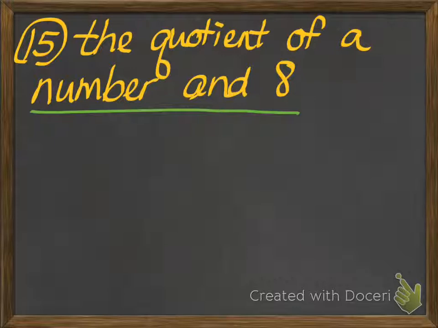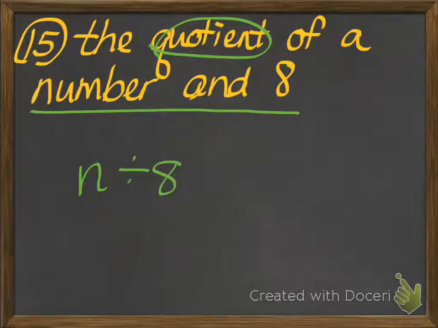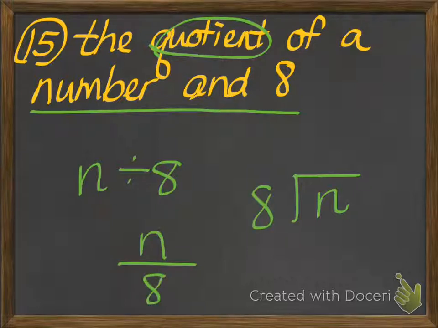so that you'll know what it's asking you to do. So this one is asking us the same thing, the quotient of a number. The quotient means that we're dividing, so we're finding the answer of a number and 8. So a number divided by 8. So n would be the number divided by 8. So you could write it like that. You could write it in the division box, n divided by 8. You could write it as a fraction, n divided by 8. Okay?